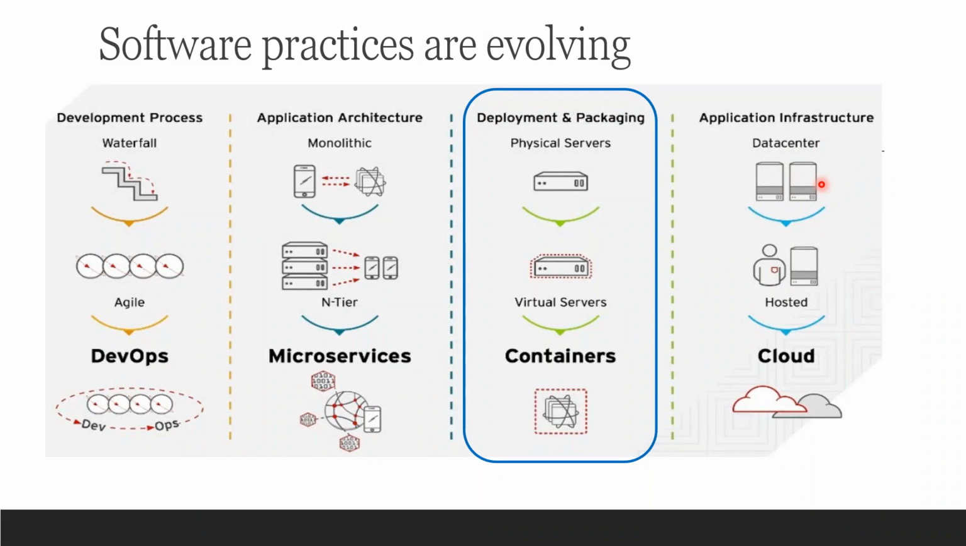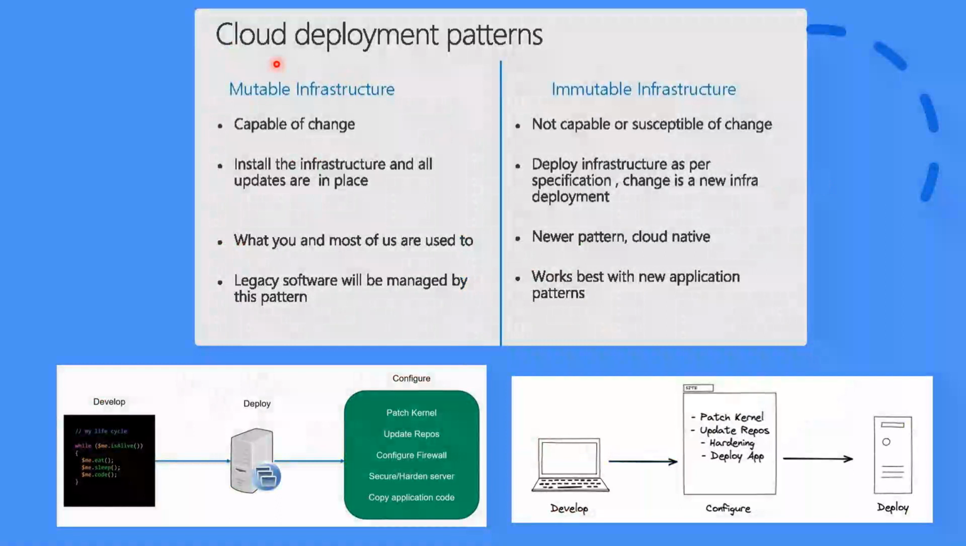If you go back 20-25 years, there was a complete difference in the way we used to develop, deploy, and configure the application, right? So let's understand the comparison here. The cloud deployment pattern is closely related to immutable infrastructure. Mutable infrastructure, on the other hand, is capable of changing.